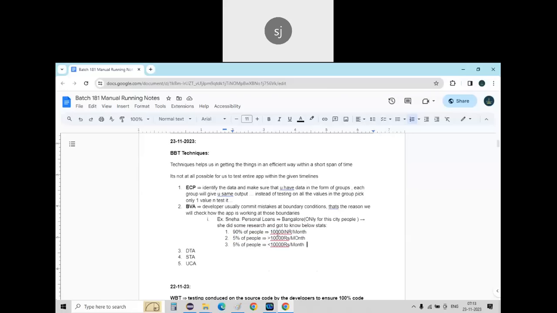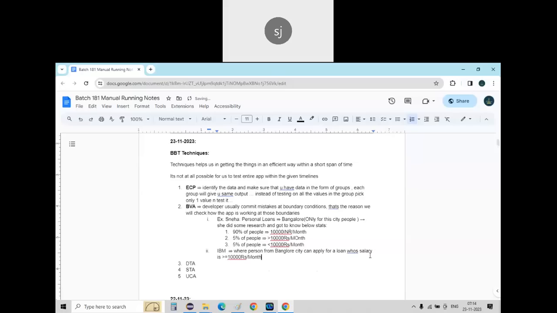She gave a requirement to our company, to IBM, stating that she wants a website where a person from Bangalore city can apply for a loan whose salary is greater than or equal to 10,000 rupees per month. This is the requirement she has given to our company, guys.